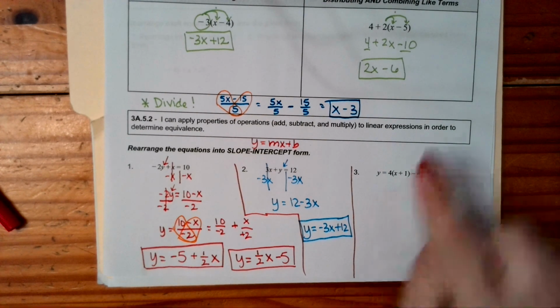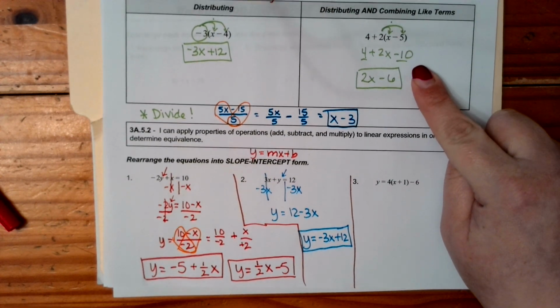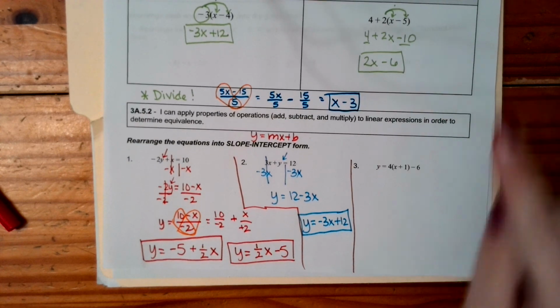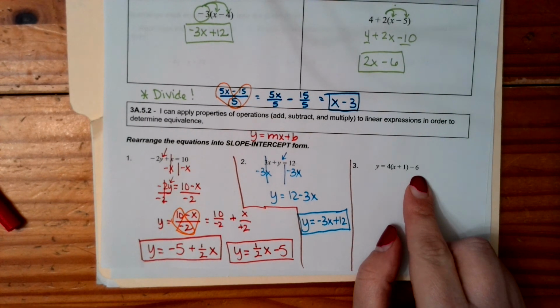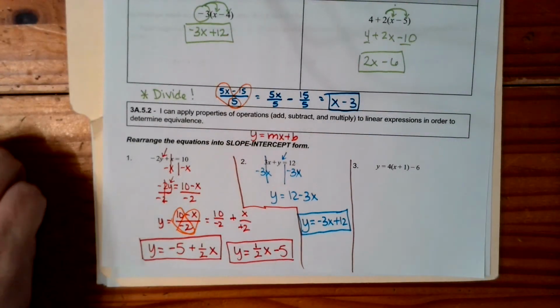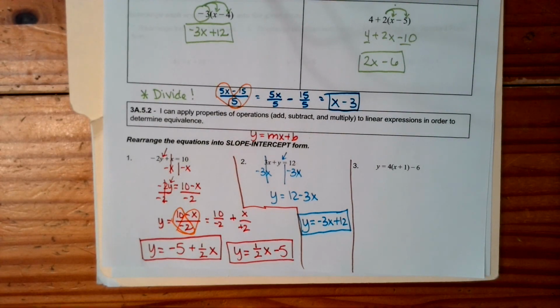Question 3 here looks a lot more like this example up here where we had to distribute and combine like terms. We've got parentheses, but then we've also got this random minus 6 on the outside here, so we're going to have to know how to deal with that. So the first thing we're going to do is get rid of those parentheses.